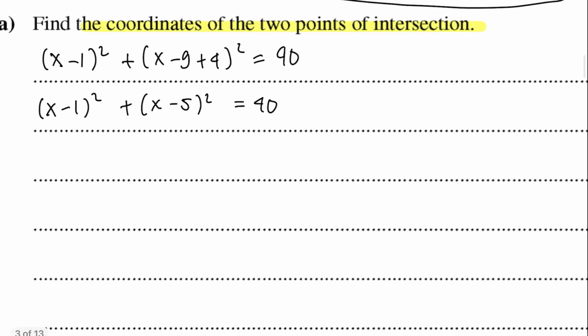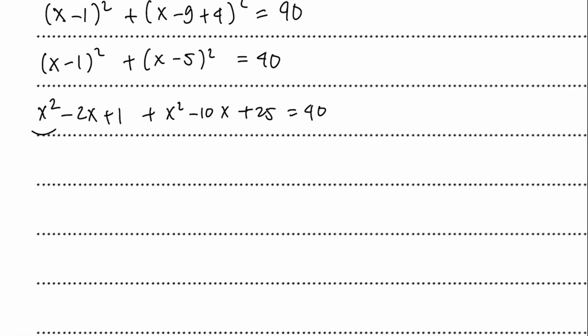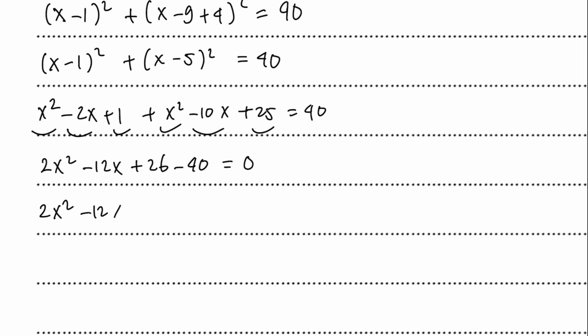We just have to expand. We will get x squared minus 2x plus 1 plus x squared minus 10x plus 25 equals 40. Here we can combine x squared and x squared becomes 2x squared, minus 2x minus 10x becomes minus 12x. And we have 1 and 25 becomes plus 26, minus 40, equals 0. And then we will get 2x squared minus 12x, and then we have minus 14 equals 0.